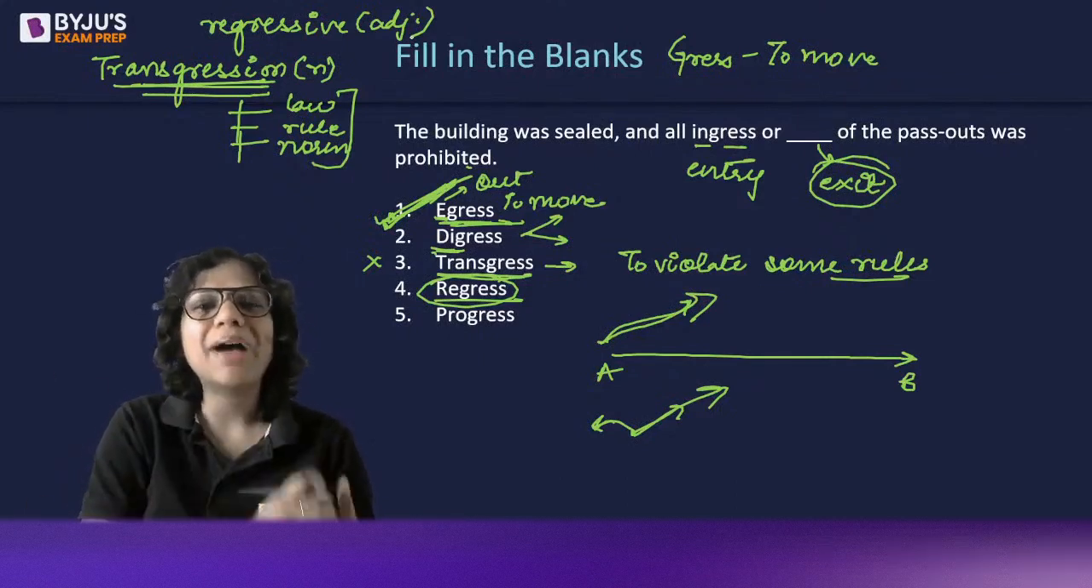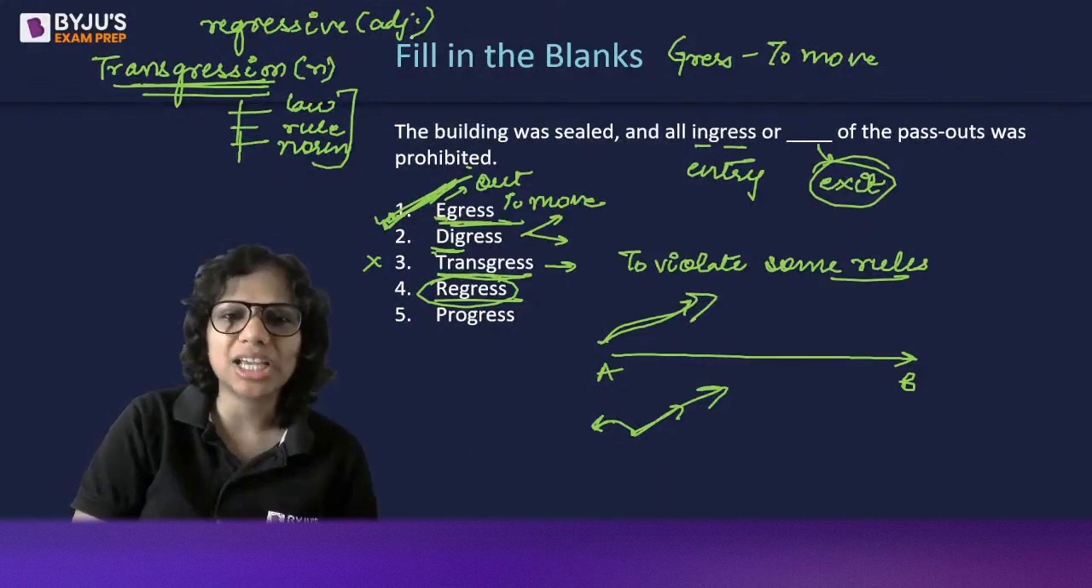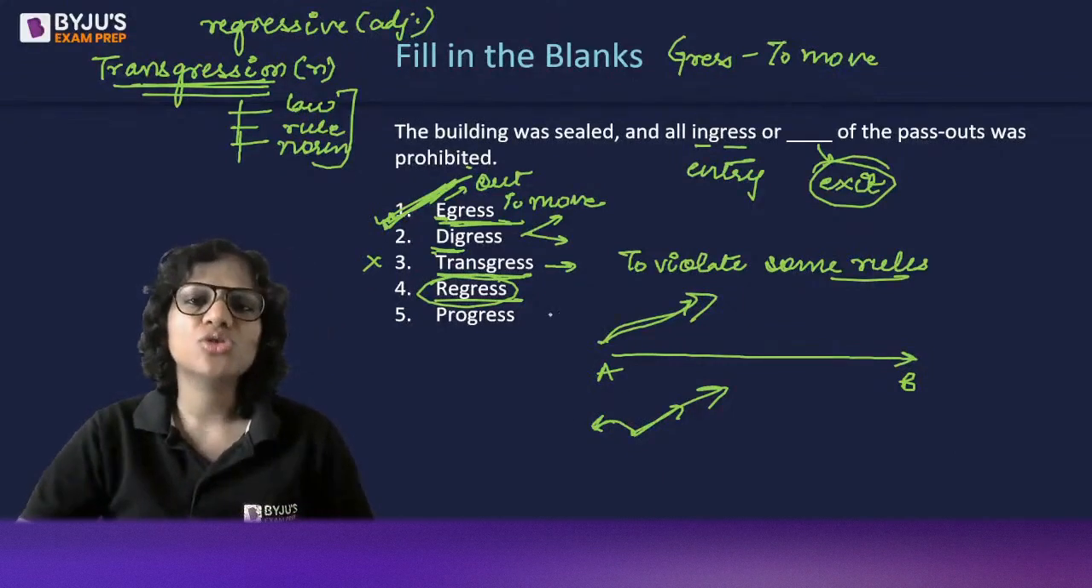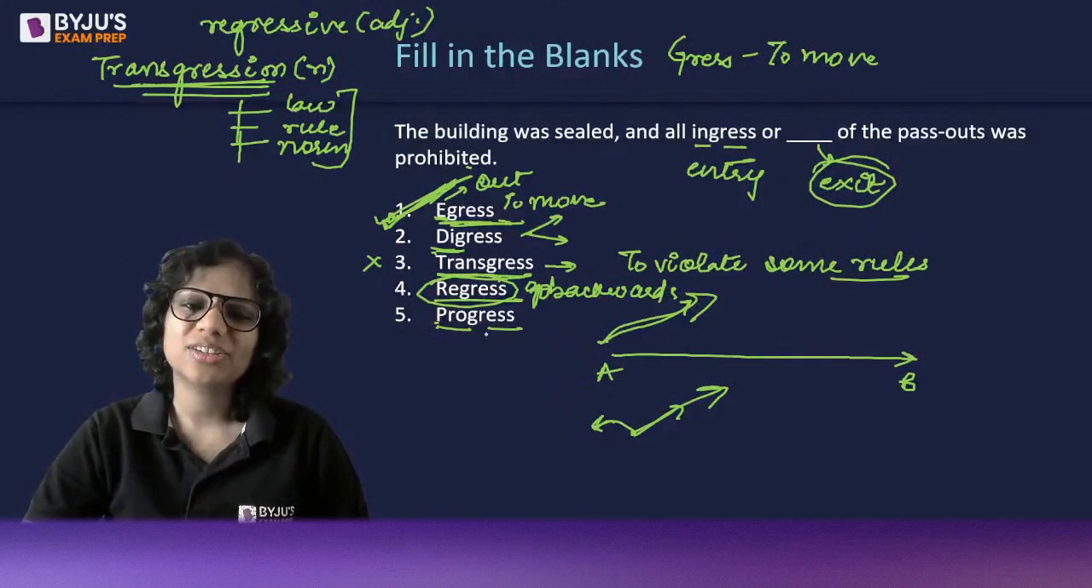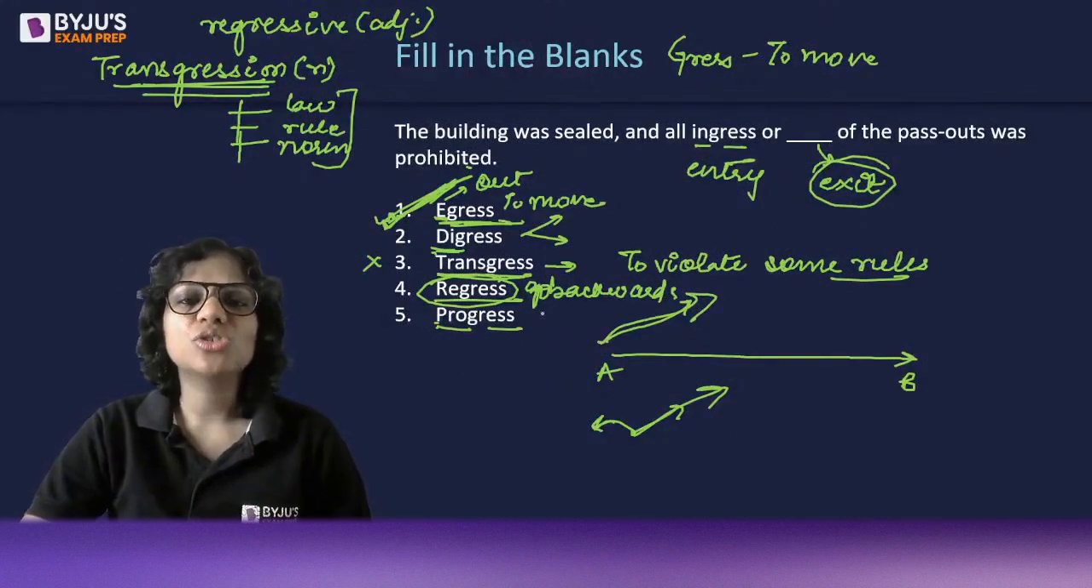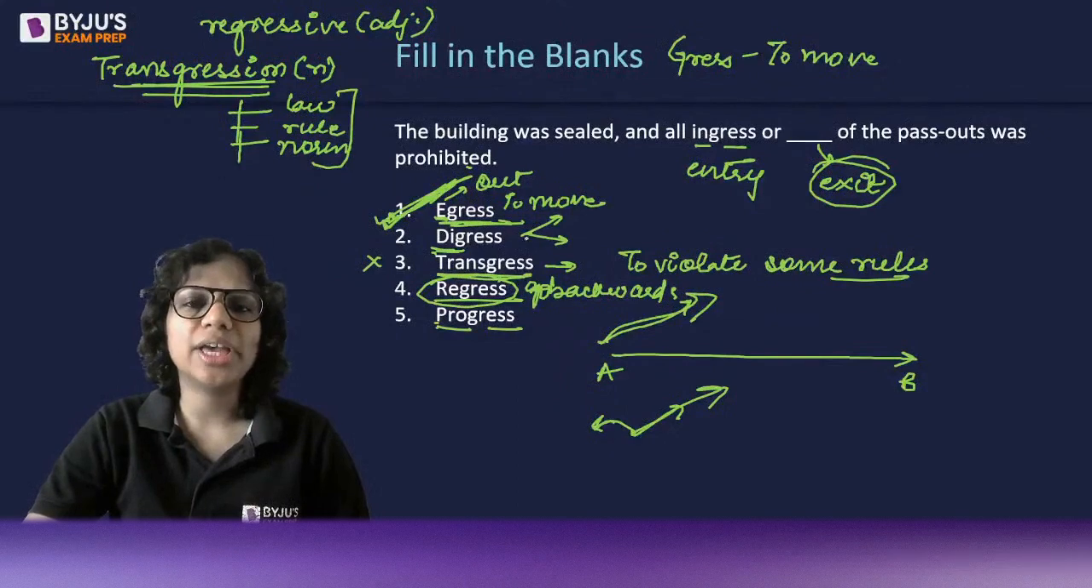It's like going back in time. It pushed us back in time. It was so backward. So regress means to go backwards. Right? Progress, go forward. Okay, to move forward is progress. So this is how you could relate these words to their roots.